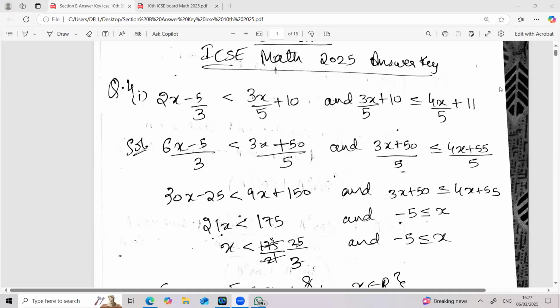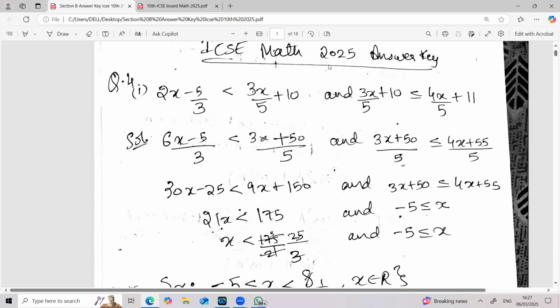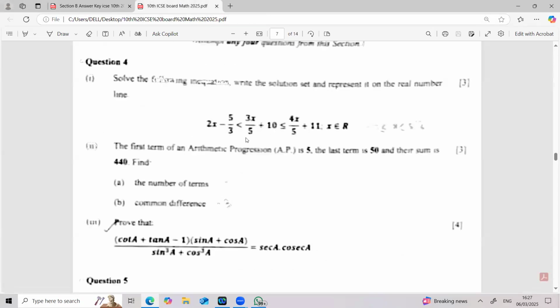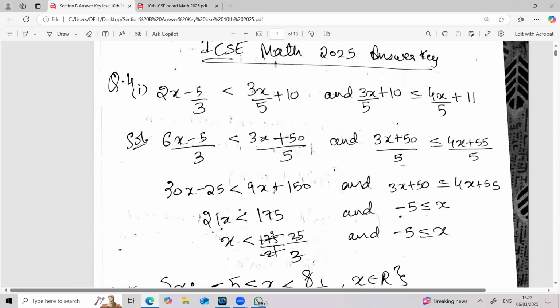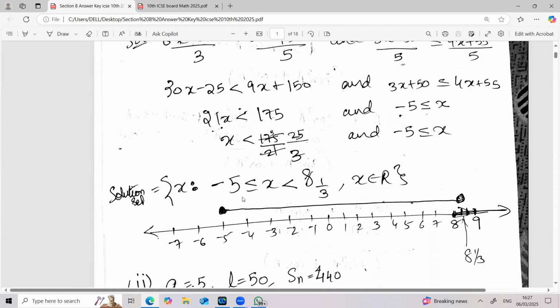Discussion of Section B of the ICSE Board Paper 2025, Grade 10, Maths. So your fourth question was based on inequalities. Yeah, so we have two inequalities. So we have split them into two, and then we end up getting x less than 25 by 3 and minus 5 less than or equal to x. So this is the complete inequality range.